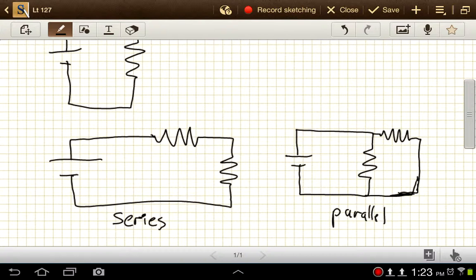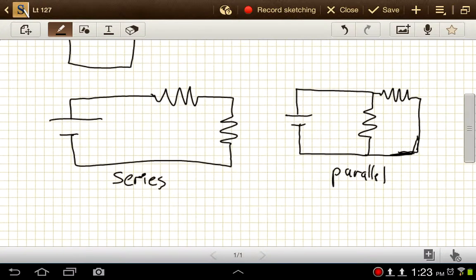So if you look over at the series one, you'll notice that our current would run through one resistor and then the other. So it runs through here. Our current goes that way, and then it runs through here. Our current goes through that resistor, and then back this direction. All in one big circle. That's what makes this one series.